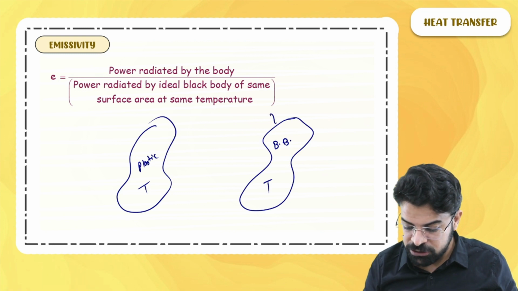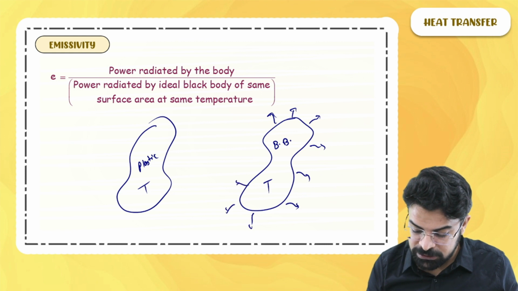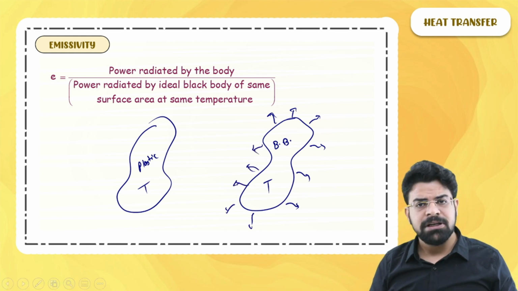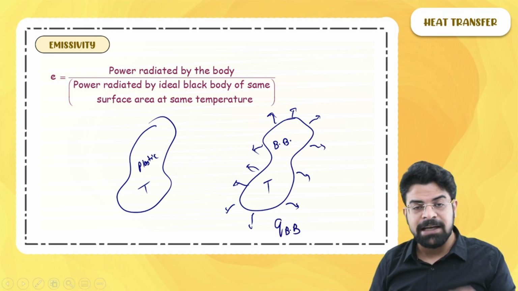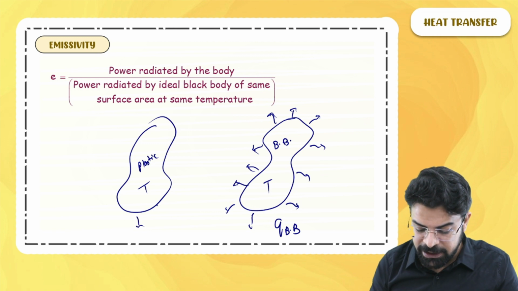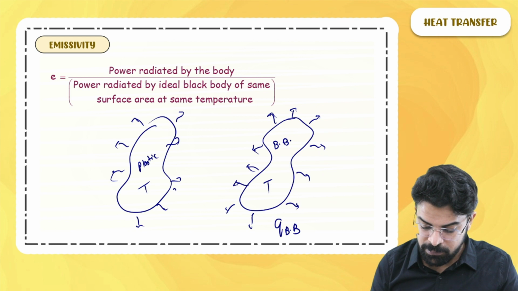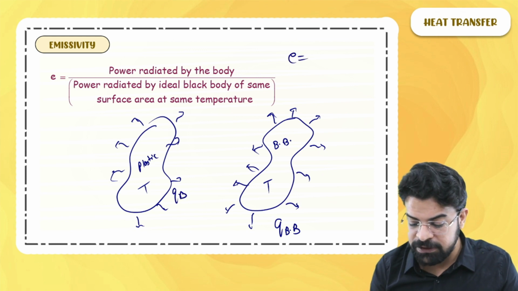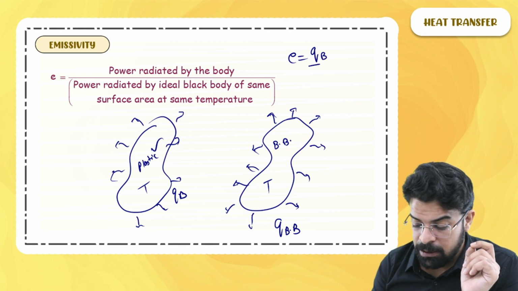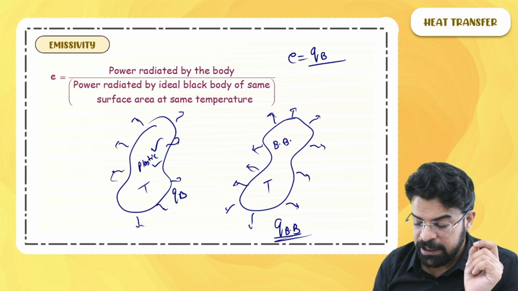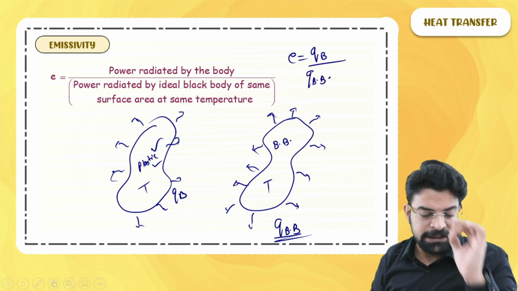So black body. So I can say with guarantee that the black body will radiate more compared to plastic or some other object. So if the heat radiated by the black body of same surface area at same temperature is QBB, and the heat radiated overall by this body is QB, then we say emissivity of this plastic is nothing but the heat radiated by the body upon the heat radiated by the ideal black body having the same surface area and being at the same temperature.